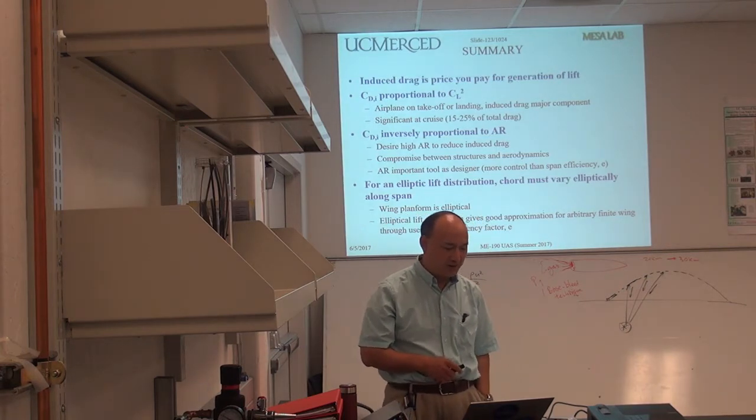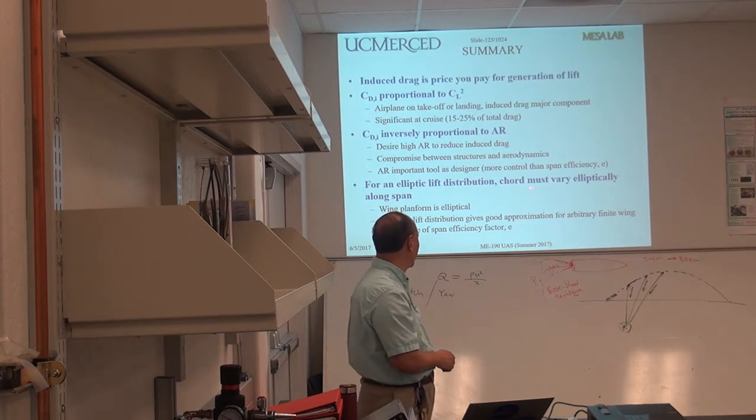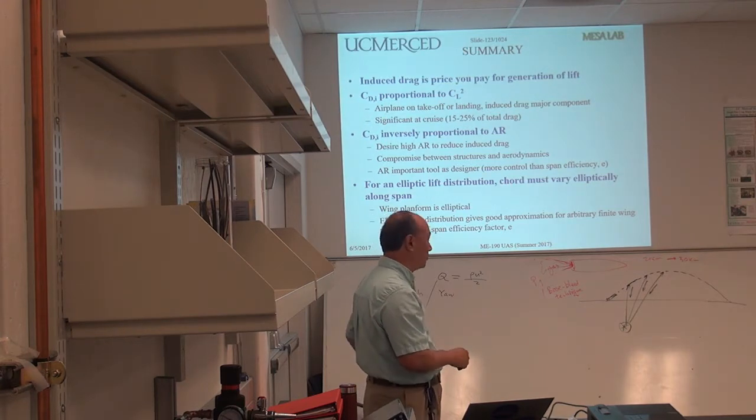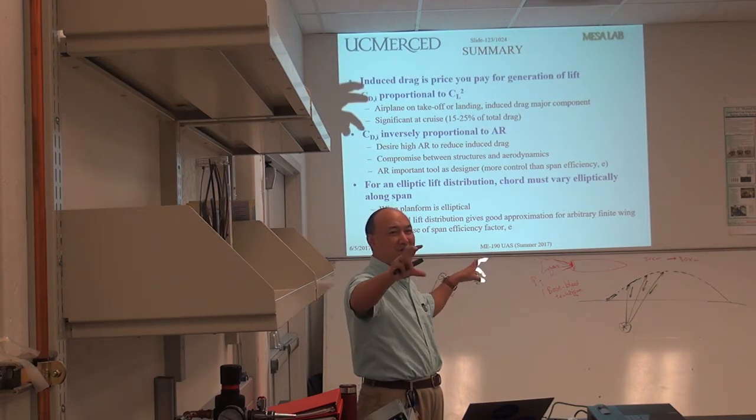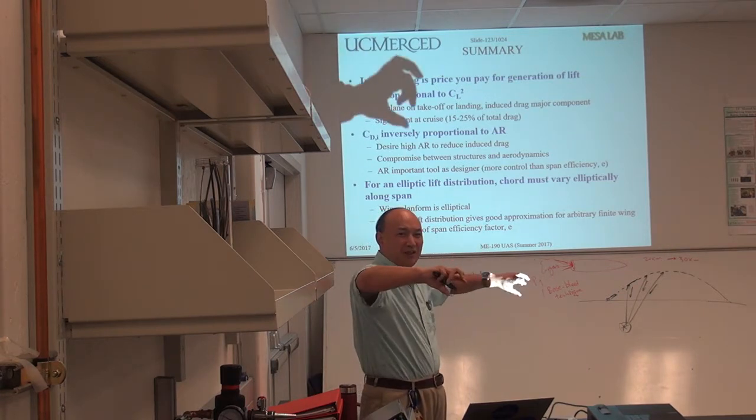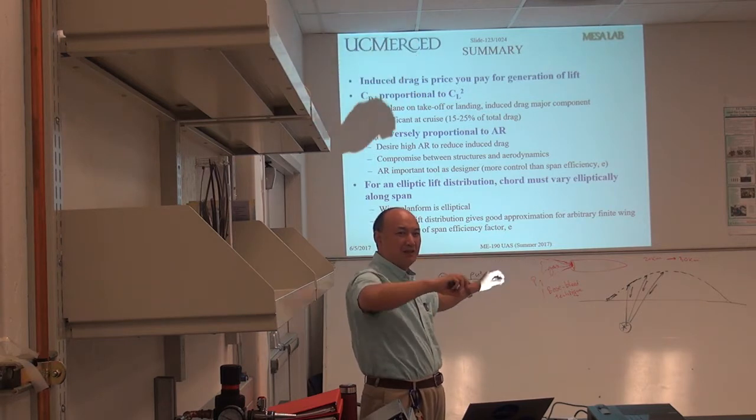Then in the special case of elliptic lift distribution, the chord must vary elliptically along the span. What does that mean? You cannot use a rectangular wing, right? The wing should be an elliptic kind of shape.